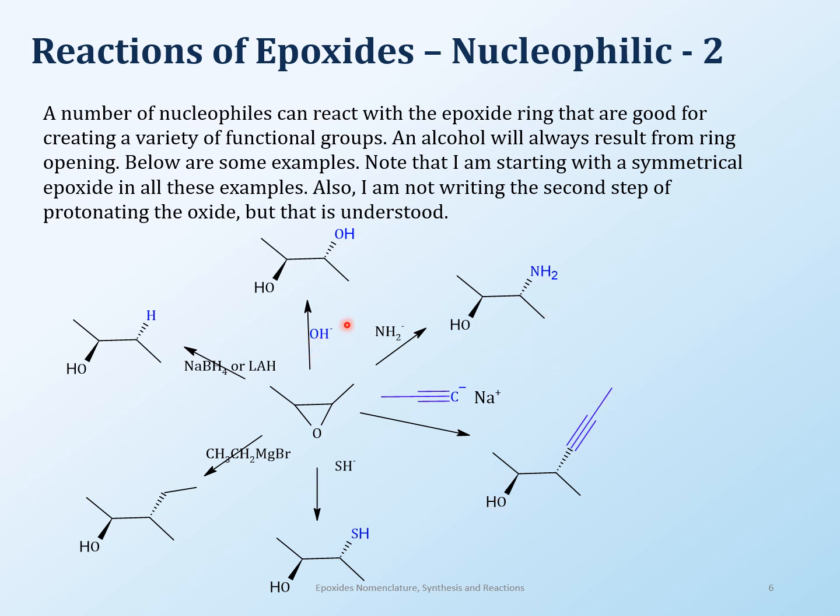So the first one here is the hydroxide. Then here is the amide, and then here is an alkanide. Alkanide is a triple bond, so it's a nice big nucleophile. Here is a sulfide. This is Grignard. So lots of different kinds of nucleophiles here that are reacting. Everything, the mechanism is the same. You get the trans stereochemistry there, so all of that is the same.